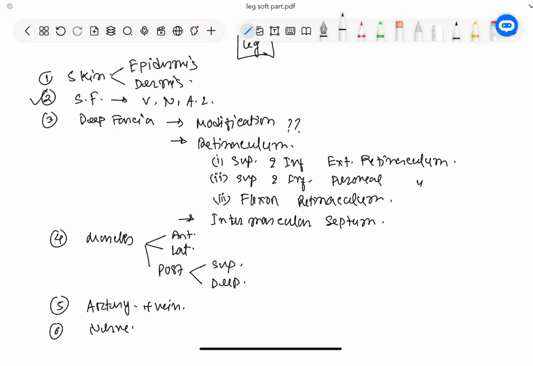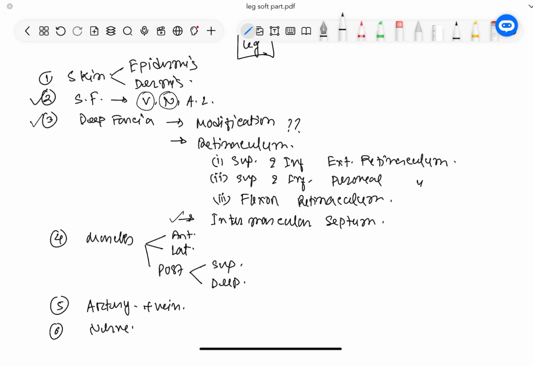So, in the superficial fascia we mainly discussed the vein and nerve, which are the contents in the superficial fascia of the leg. Now let us come to the deep fascia. As I said, deep fascia has modifications. The intermuscular septum, the transverse intermuscular septum, already I said, divides the muscles of the anterior compartment, lateral compartment and posterior compartment individually. So I am not going to explain intermuscular septum again.